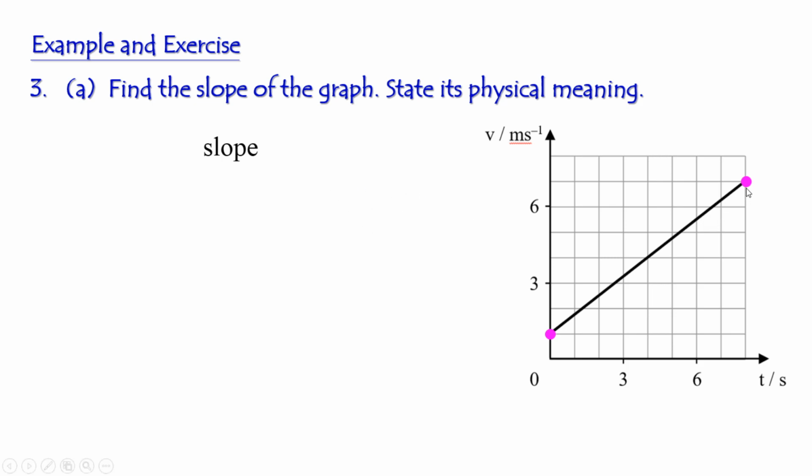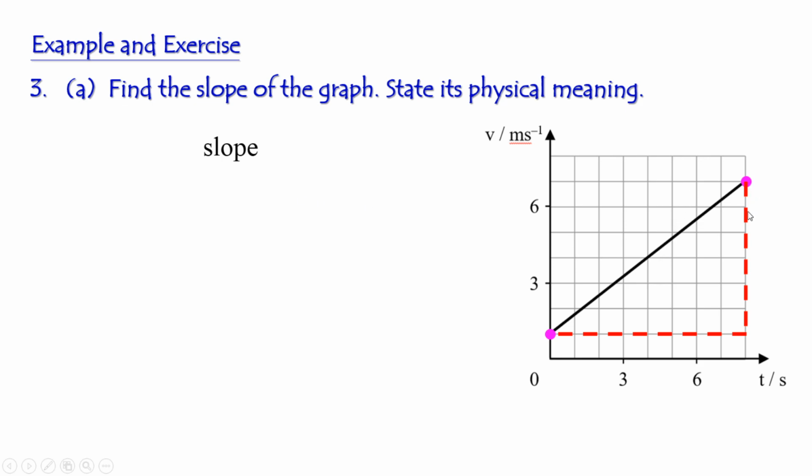You use the vertical height divided by the horizontal length. So you have to draw a right angle triangle like this one. The vertical height, and then divide it by the horizontal length. It will give you the slope of the graph.